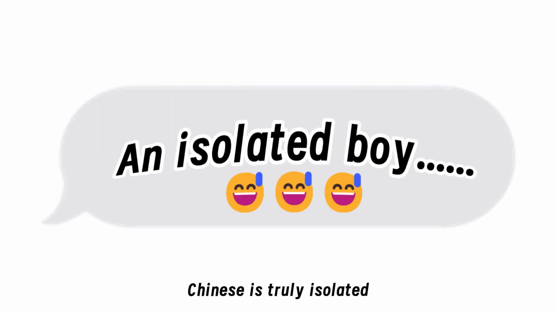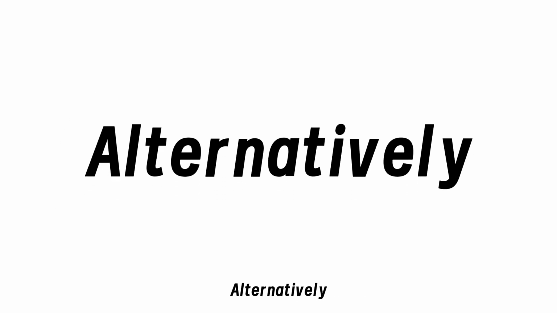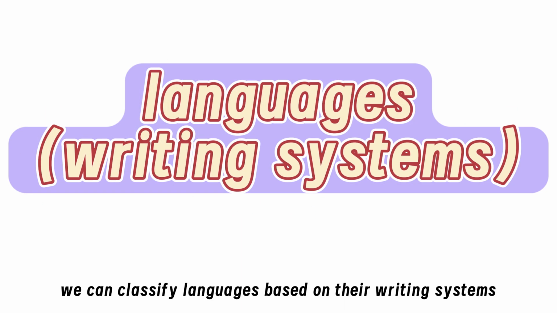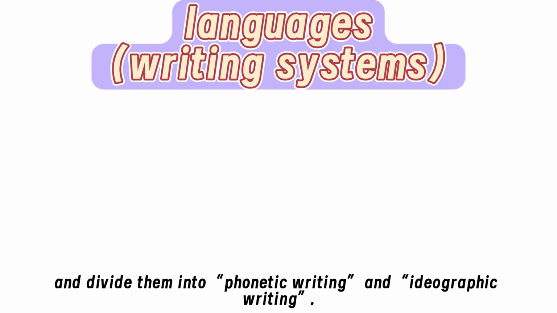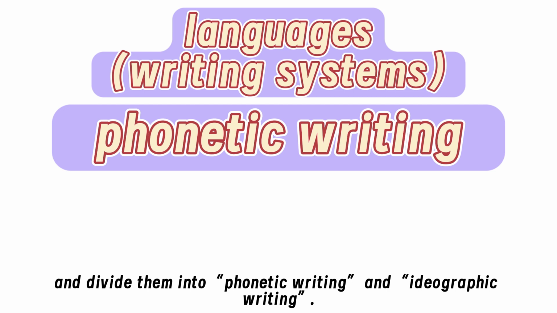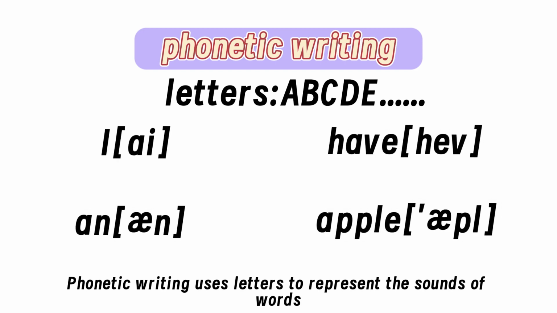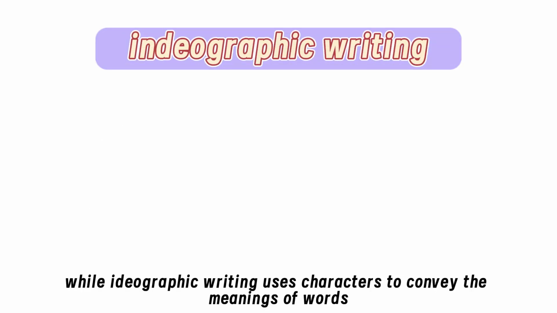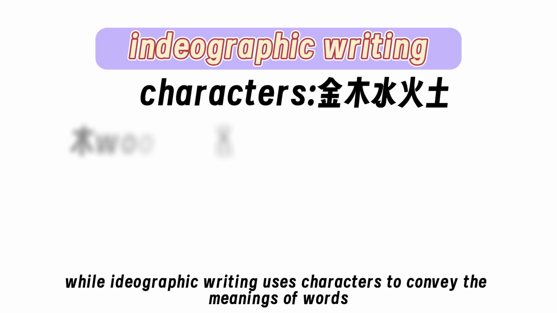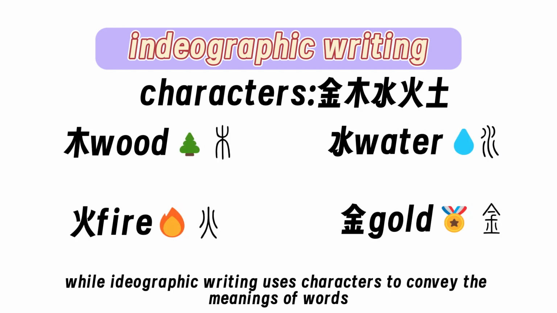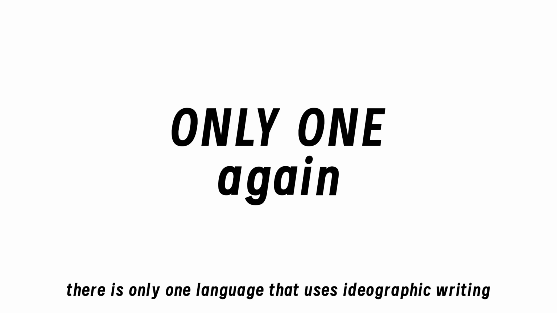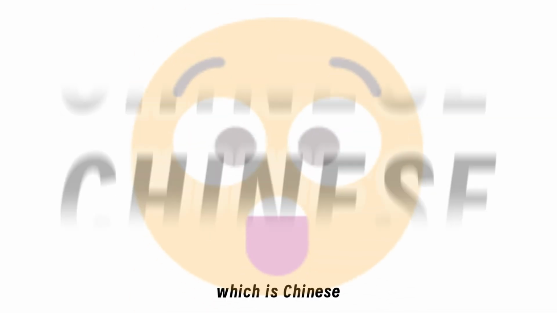Chinese is truly isolated. Alternatively, we can classify languages based on their writing systems and divide them into phonetic writing and ideographic writing. Phonetic writing uses letters to represent the sounds of words, while ideographic writing uses characters to convey the meanings of words. Interestingly, there's only one language that uses ideographic writing, which is Chinese.